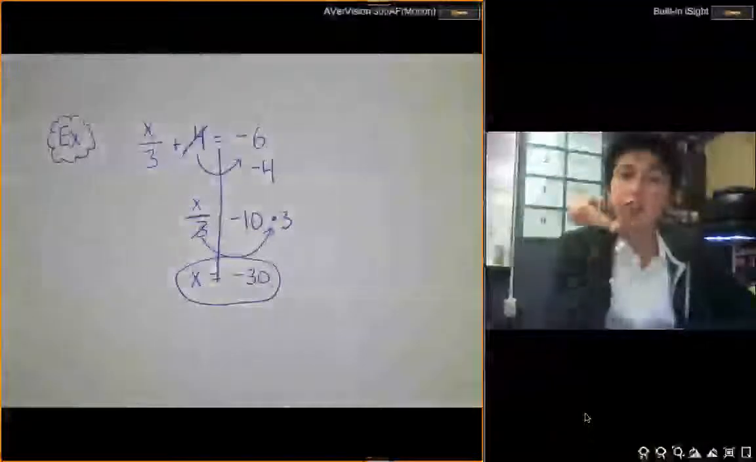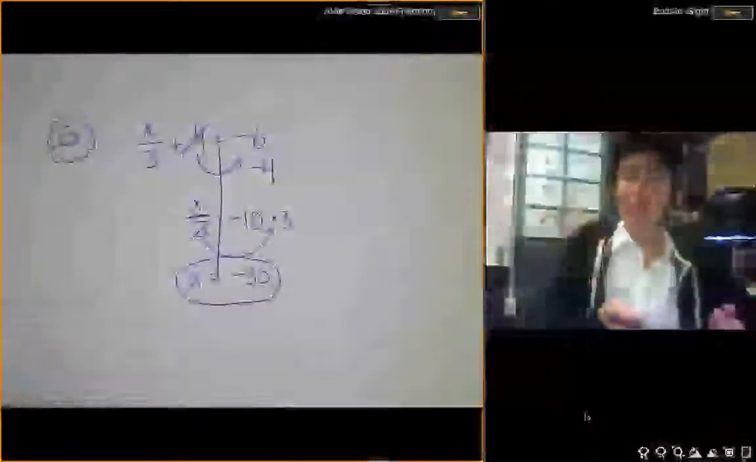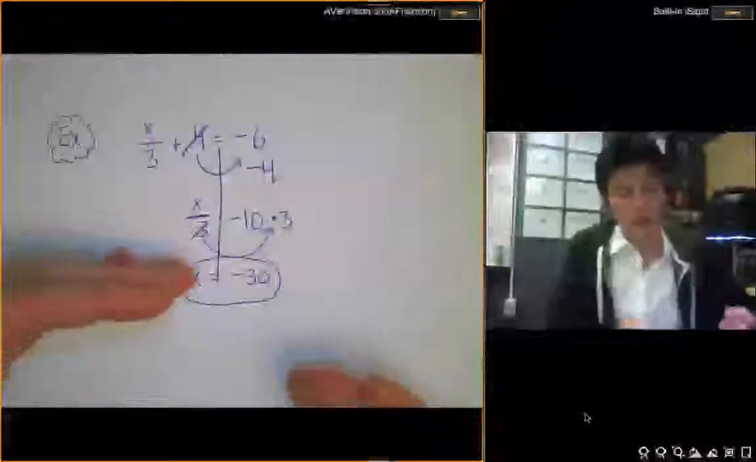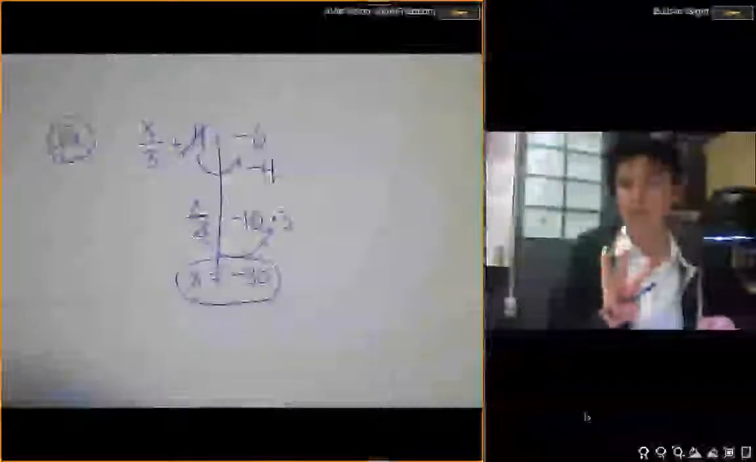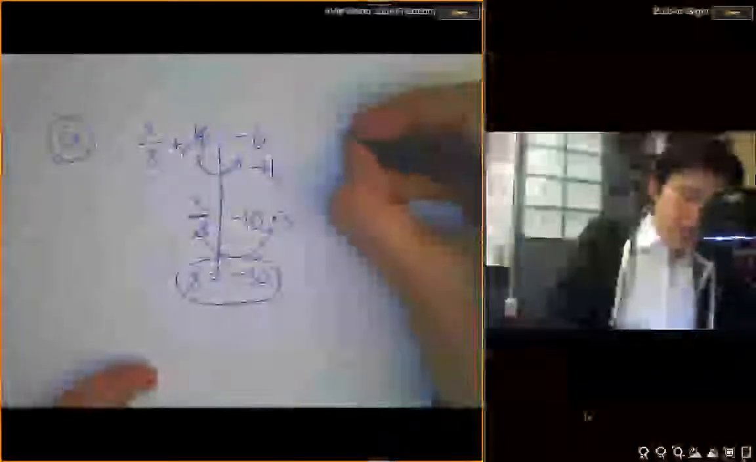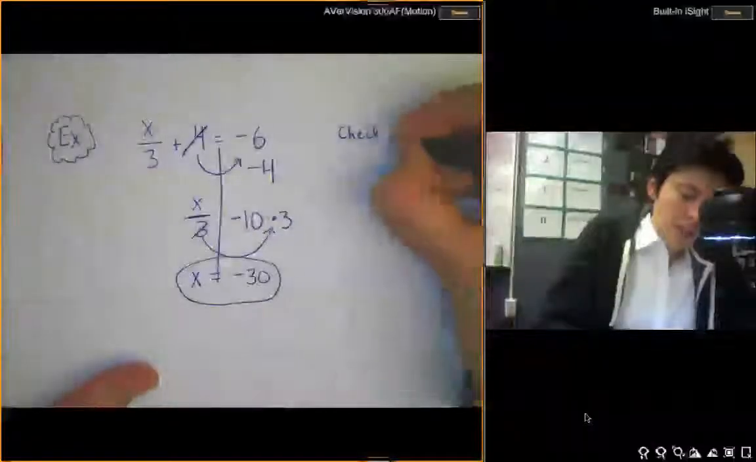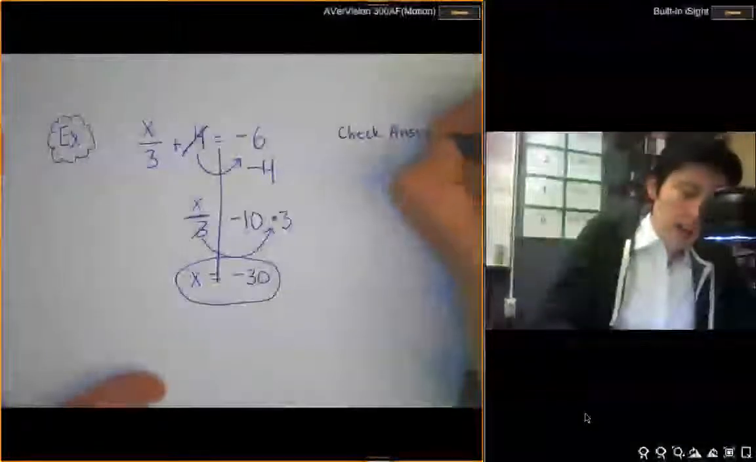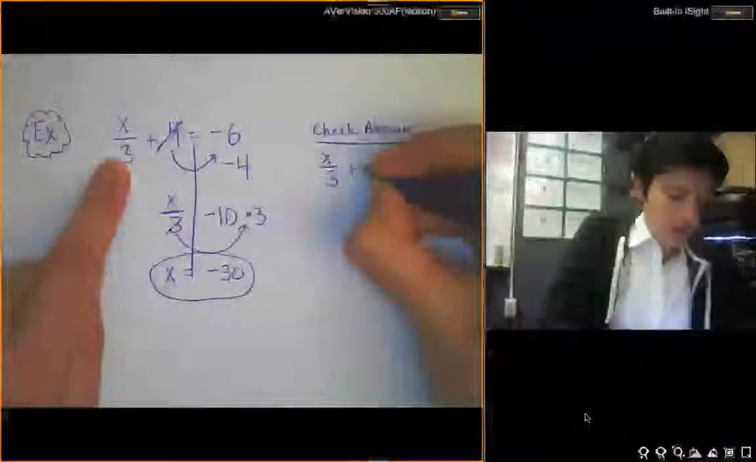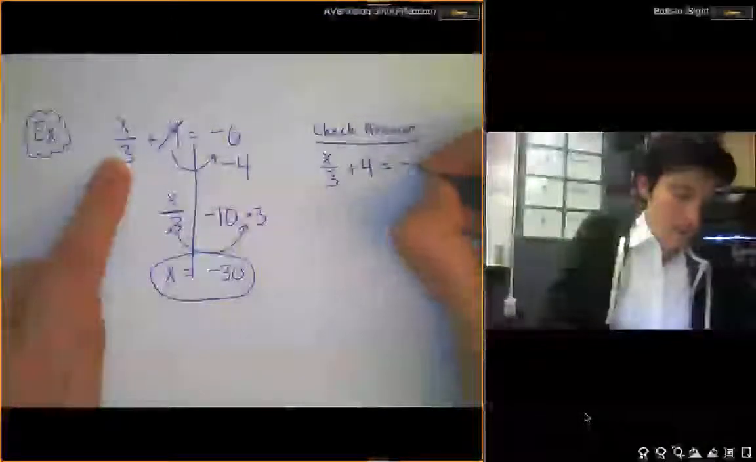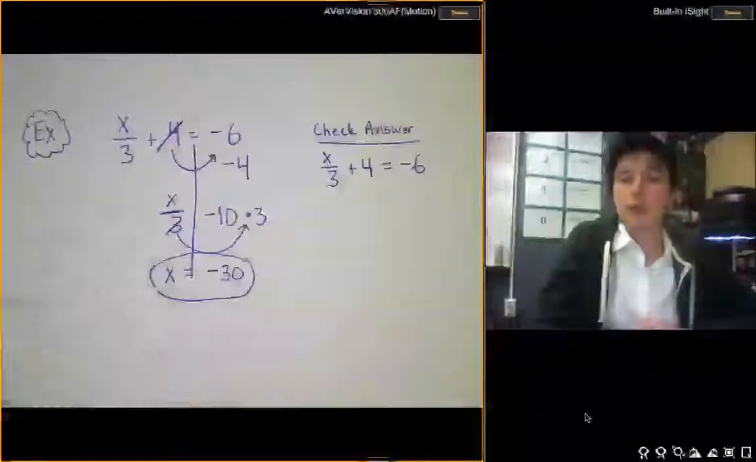All right, so perfect. If I scored this on a test, all my steps are shown. I think it's the right answer. It's a level 3. If I want to be advanced in my work and prove that I really understand this, I will check my answer. So we go back and we copy the original problem. The original problem was x over 3 plus 4 equals -6. That was the original problem.